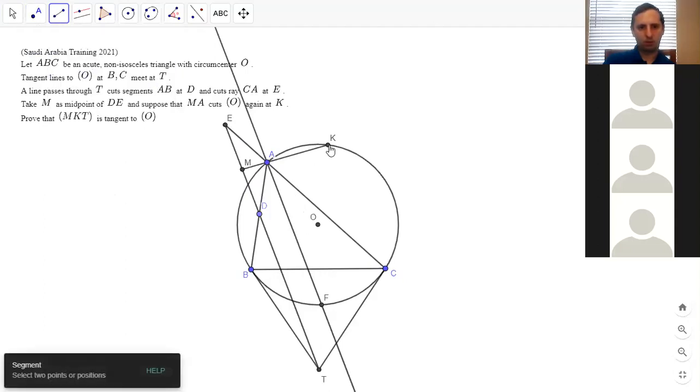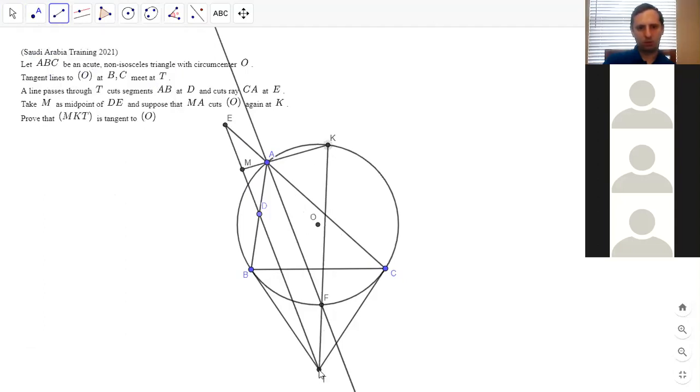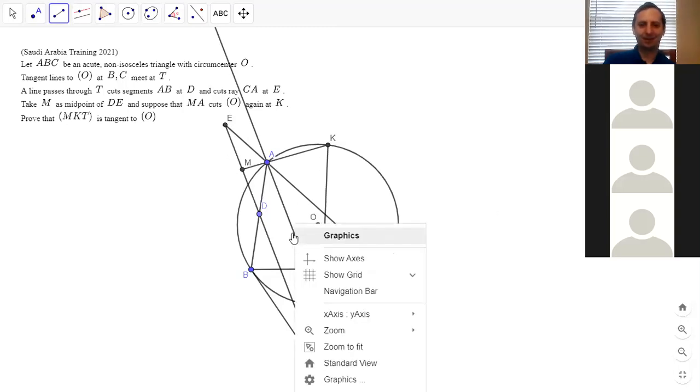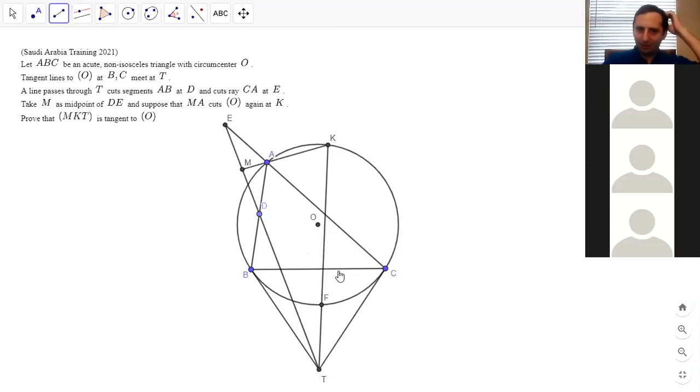So a homothety with center K sends A to M, F to T. So the circumcircle of KAF is tangent to the circumcircle of MKT. Yeah, that's very fast. All right.